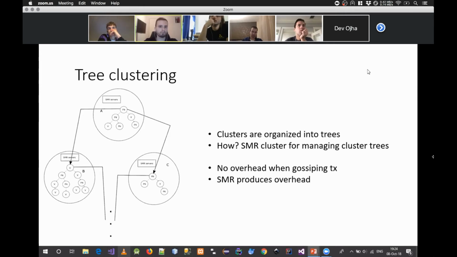So this solution is actually good because there are no redundant messages received by servers in the network. However, state machine replication servers do impose a certain level of overhead, simply because they have to manage the tree and reach a consensus, and that is a non-negligible cost.